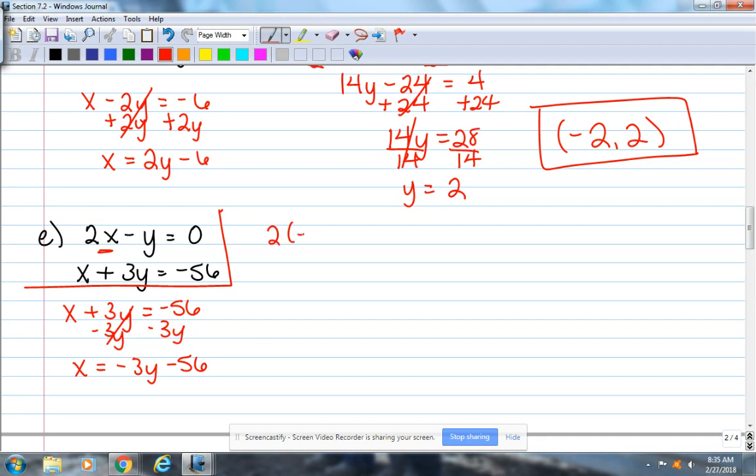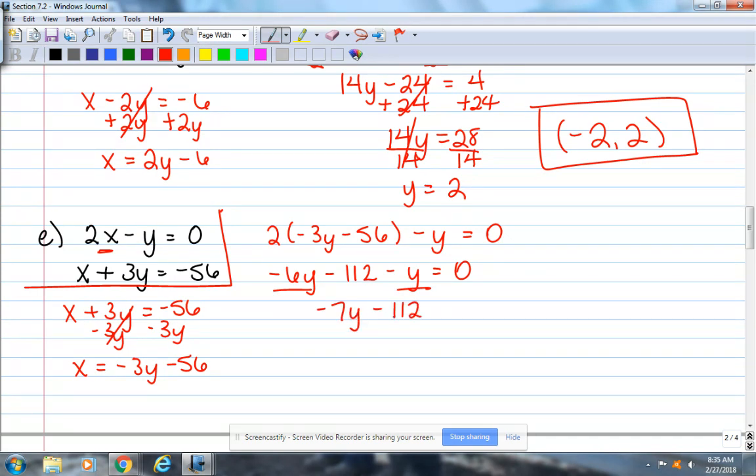So 2 parentheses, negative 3y minus 56, minus y equals 0. Then we've got to distribute. So what's 2 times negative 3y? What's 2 times negative 56? Negative 112 minus y equals 0. Now what? What's negative 6y minus y? Negative 7y minus 112 equals 0.